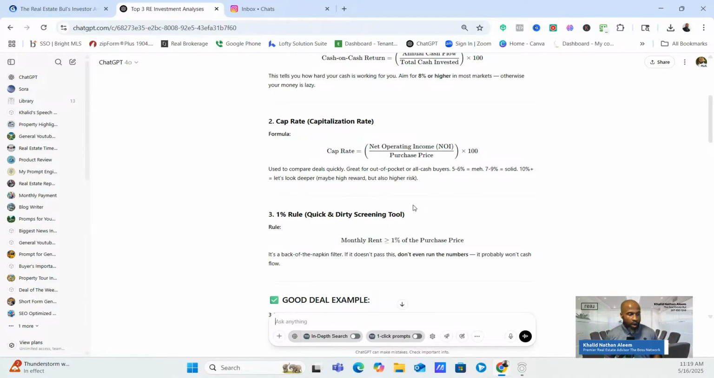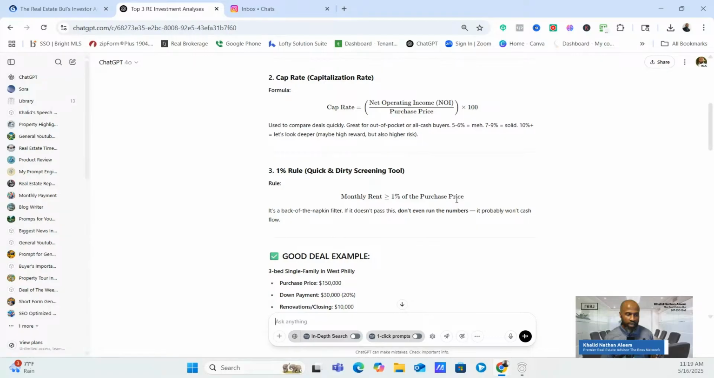And the last one, and again, there are a plethora of different formulas out there. These are three quick ones. This next one is super duper quick. It's the 1% rule. With the 1% rule, whatever that home's price is, it should rent out for at least 1% of it.